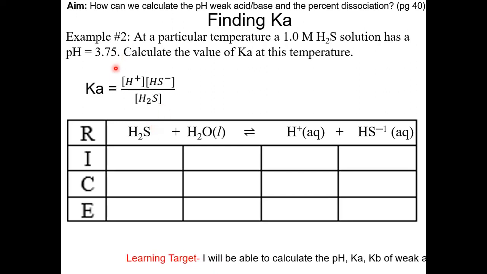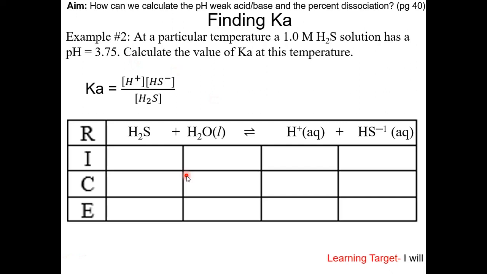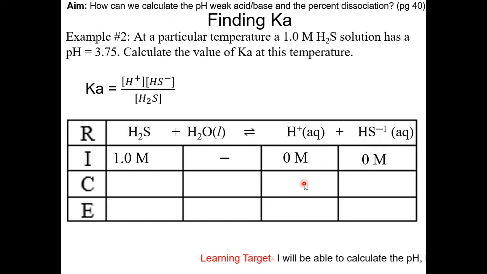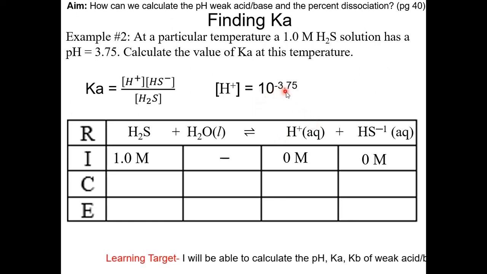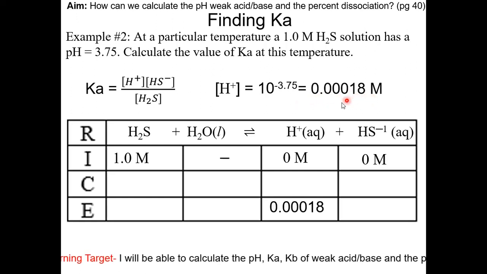We need to solve for the hydrogen ion concentration, HS minus concentration, and H2S concentration. Using the RICE table, the initial concentration of H2S is 1.0 molar, and the initial concentration of H plus and HS-1 is 0 molar. Since we're given the pH, we can solve for the H plus concentration at equilibrium, which is 10 to the minus 3.75, which is 0.00018 molar. Since H plus and HS-1 are 1 to 1, the concentrations are the same.